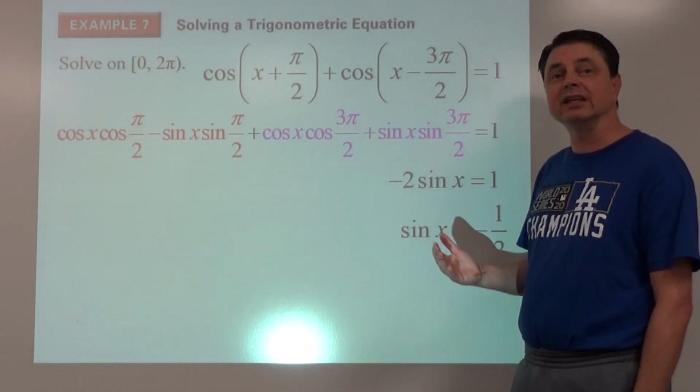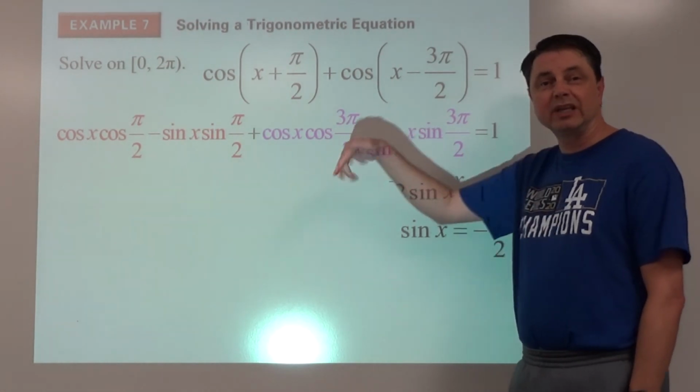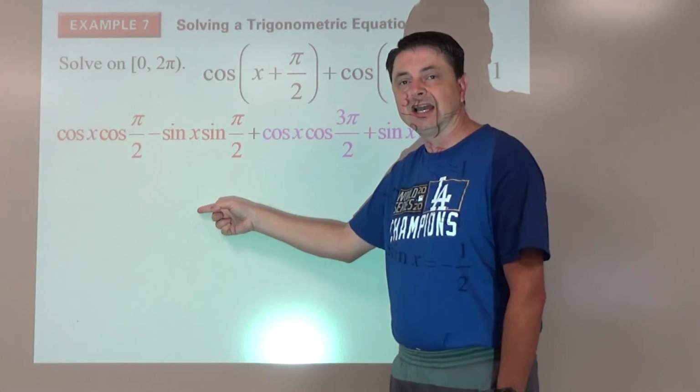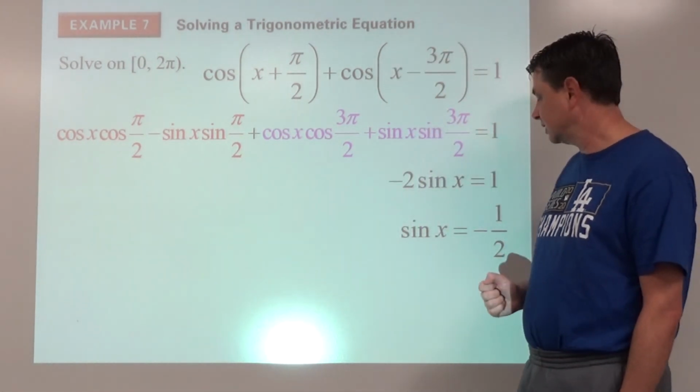Where in the unit circle is the y-coordinate negative 1/2? It's going to be down in quadrants 3 and 4, so it's going to be long going left, short going down. So I think we're talking about 7 pi over 6 and then 11 pi over 6.